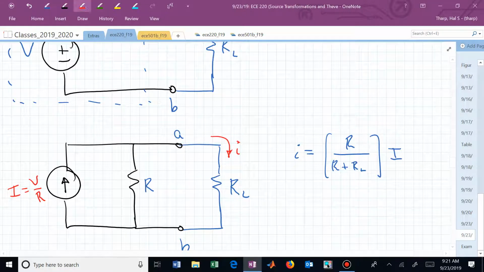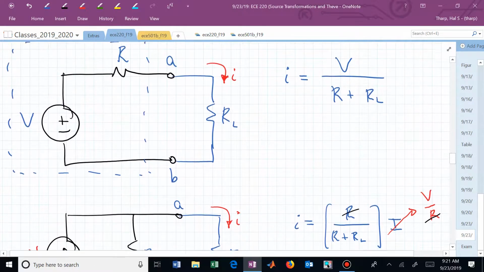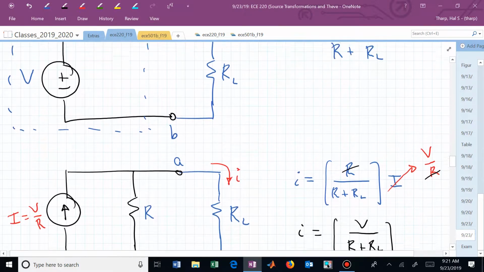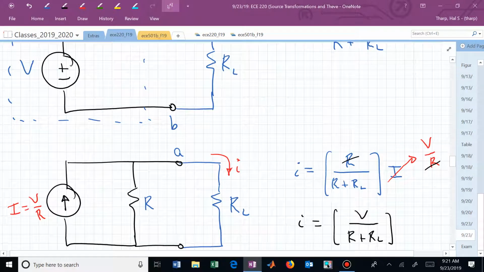But if we now replace this with V over R, do you see that those two are the same? It's consistent. We've verified or validated this opportunity to change or replace one source structure with another.